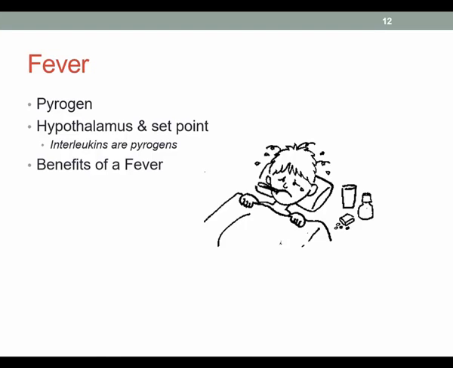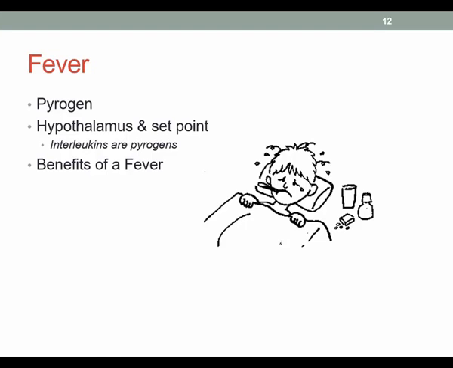There are 3 benefits to having a fever directly. One of them is it makes your metabolism and heart rate speed up, which increases blood flow, which means more white blood cells to the site of infection. Number 2, it slows down replication of most pathogens. Bacteria and viruses really don't like 99 or 100 degrees. So having a little bit higher temperature slows their ability to replicate.